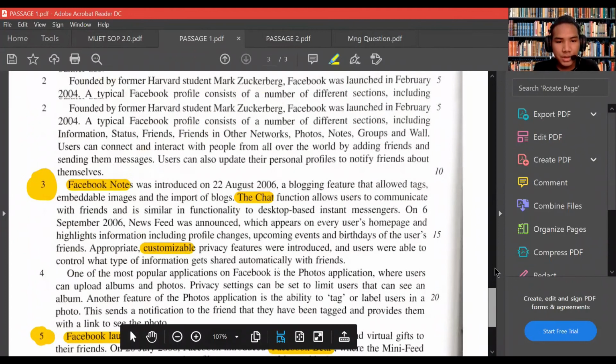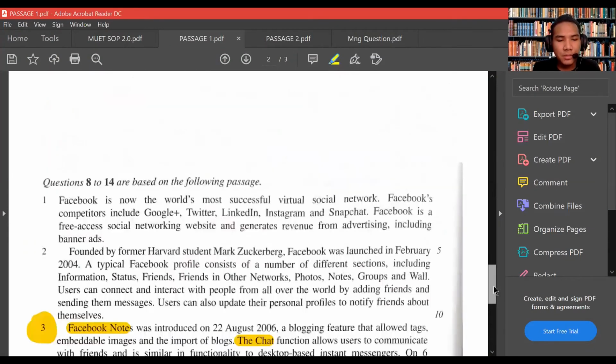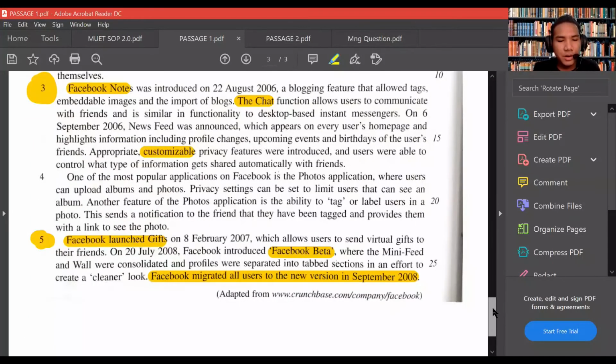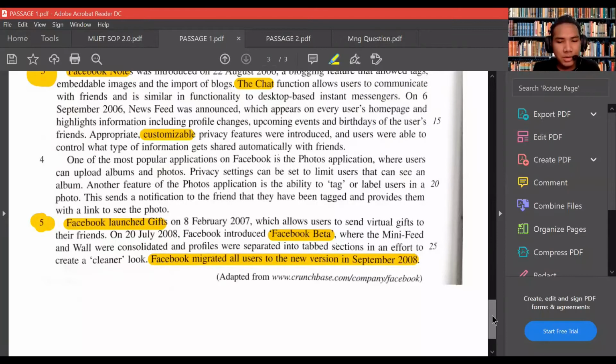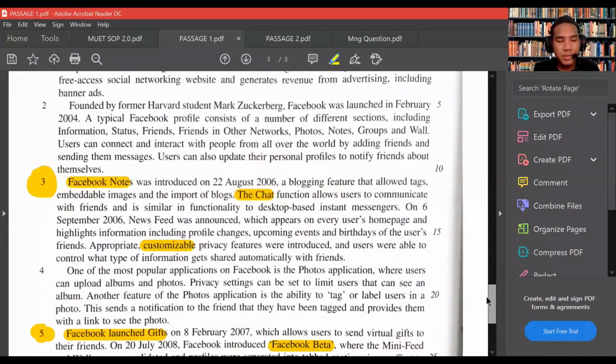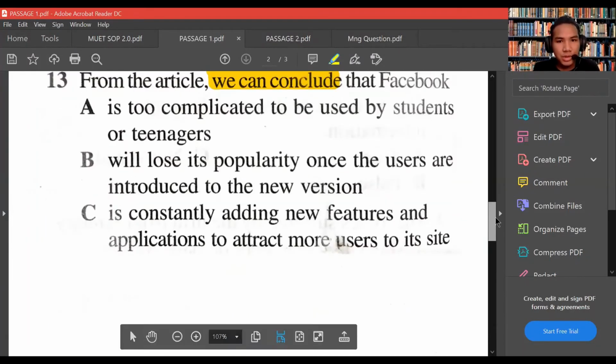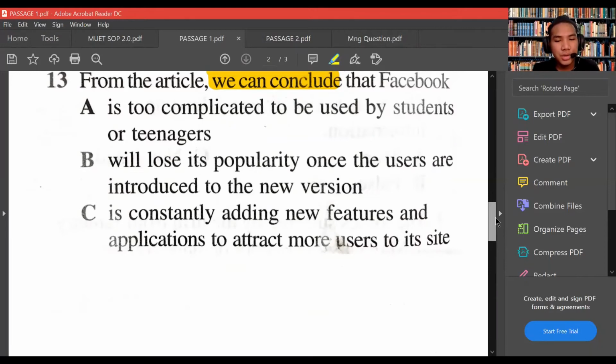Then we go through the question again, and we look through the options of answer. We can see that the first one says it's too complicated to be used by students or teenagers. But in the concluding paragraph, there is no statement or phrase that states it is complicated to be used by students. And second, it will lose its popularity once the users are introduced to the new version. It also doesn't mention in the last paragraph that it will lose its popularity once the users are introduced to the new version.